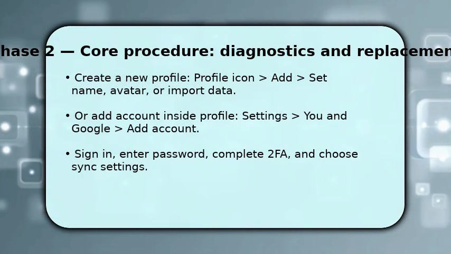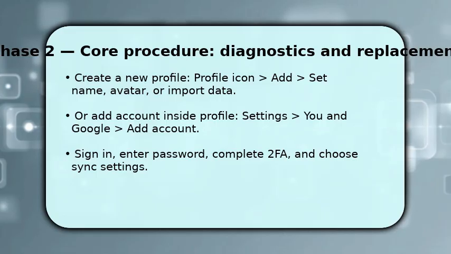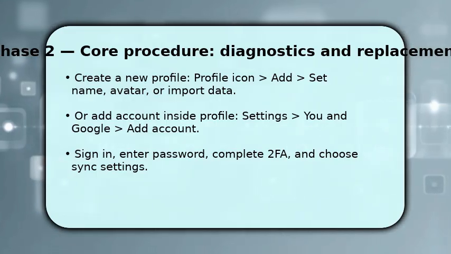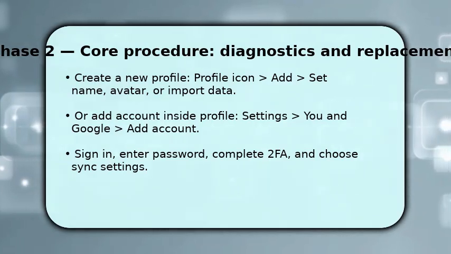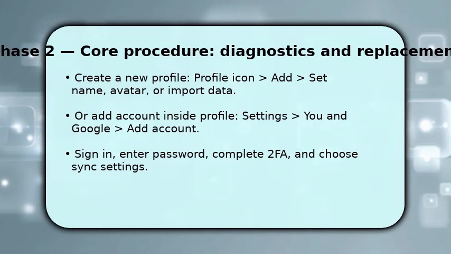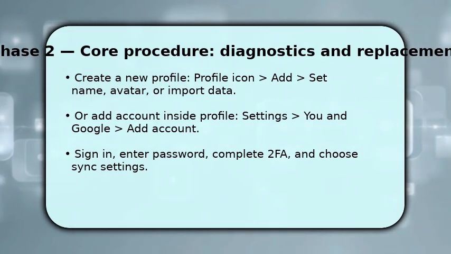Now you add the account. If you want separation, click the profile icon, choose Add, name the profile, pick an avatar, and optionally import data. This creates an independent browser environment. Alternatively, inside Settings under You in Google, select Add Account to keep multiple signed-in accounts within one profile.